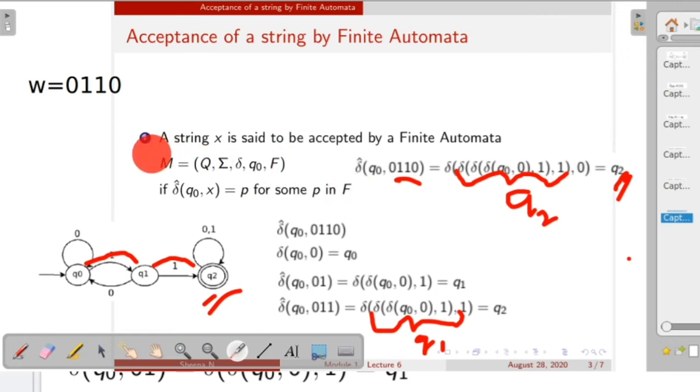Okay, we have an automata M = (Q, Σ, δ, q0, F), and our aim is to check whether the string x is accepted by the finite automata. X is accepted if and only if we start processing the string x from the initial state q0. So we can write delta cap of q0 comma x. After processing the string x, suppose we get the output p, and p is a member of F. That means this x is accepted by the finite automata. Okay, that is the acceptance of a string by the finite automata.